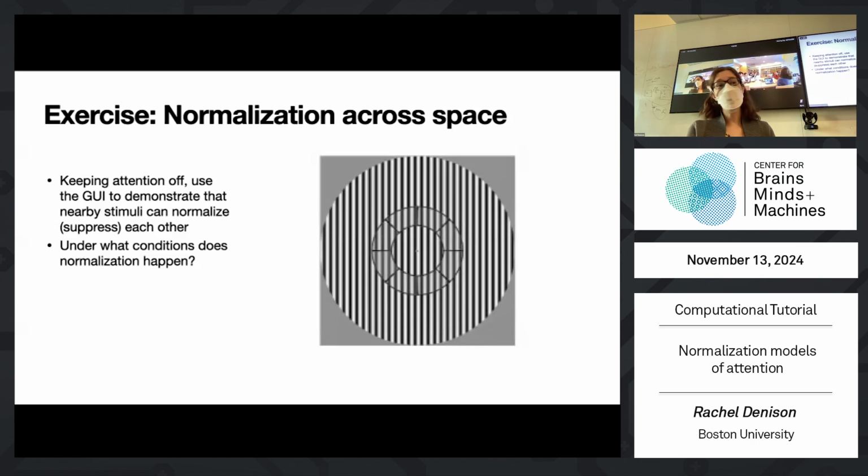Okay, so does anyone have any findings about what's going on? When do these things start to suppress each other? What have you noticed?